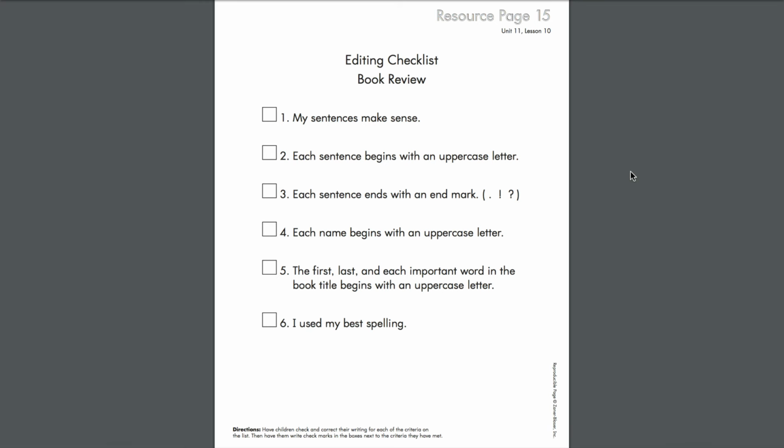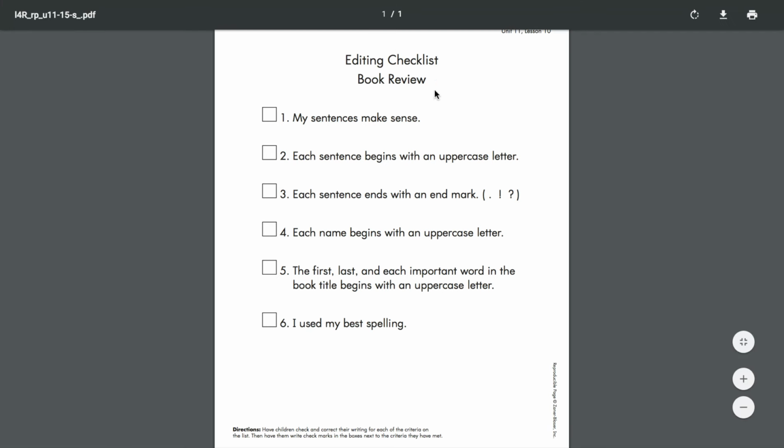Okay, so let's go ahead and look at our editing checklist for our book review. Here you are going to have the sentences, your book review that you wrote 2 days ago, and you are going to look at your editing checklist. So let's see. Our checklist says, number one, my sentences make sense. So you're going to read your book review and you're going to make sure that what you wrote makes sense. If they do make sense, you'll put a check mark.